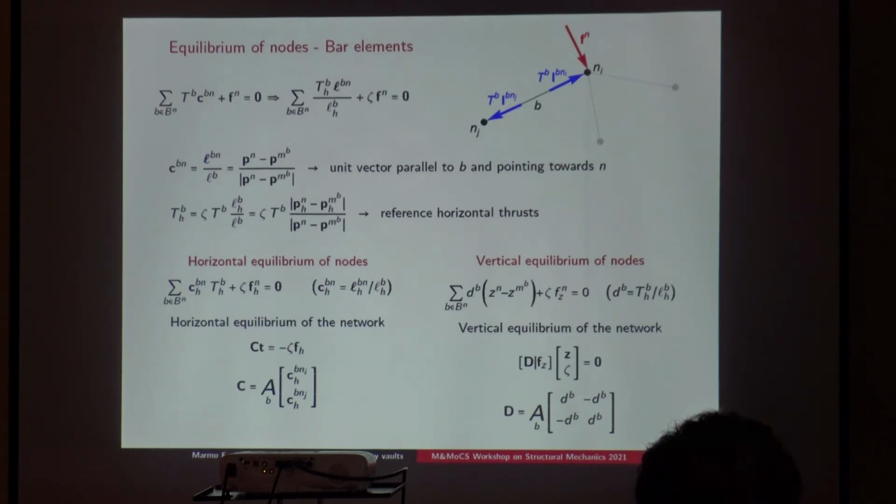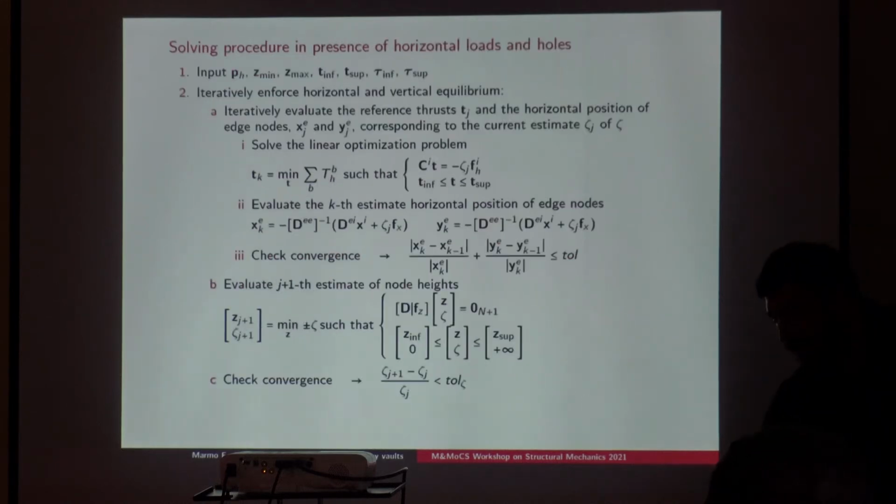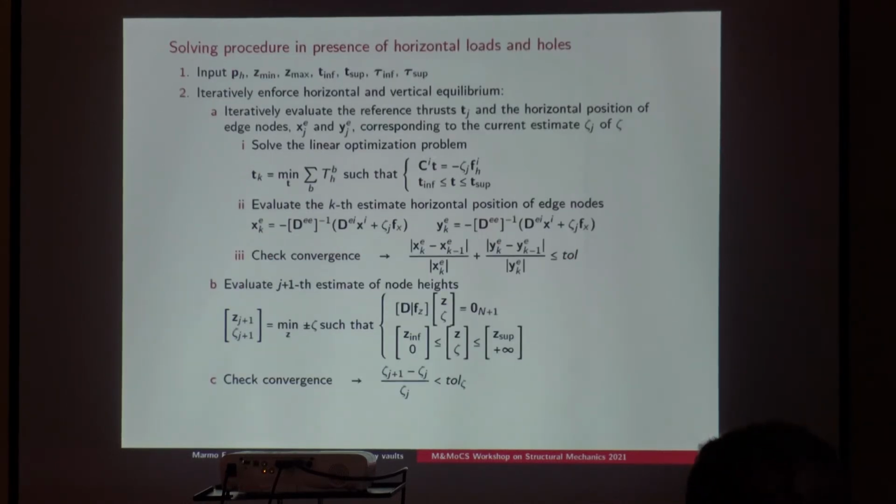However, we are considering horizontal loads. So in that case, we are solving both equations iteratively. First solve this equation by choosing a tentative value of zeta, and then use this solution in the second equation and update the value of zeta. And then we go back to the first equation and solve it again. And this is described in this solving procedure.